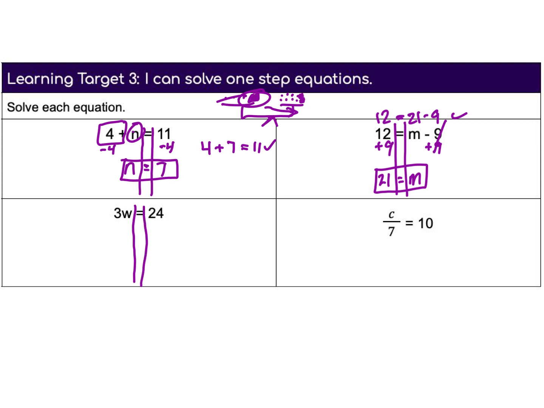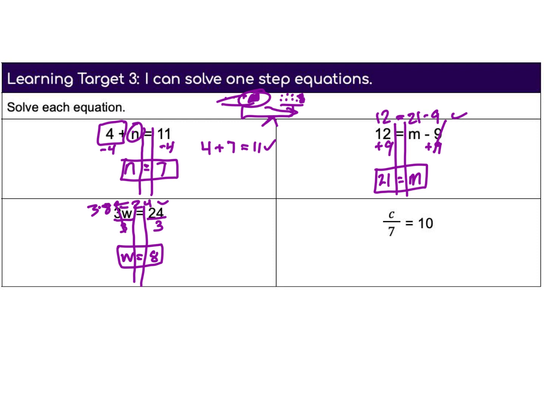Remember, that means multiply. So to get rid of the 3, because I want to get the w by itself, I'm going to divide by 3. If I have a number on the top and the bottom of a division sign, they cancel out. It equals 1. So I've got w on the left and 24 divided by 3, which is 8 on the right. W equals 8. And if I take 3 times 8, I do get 24.